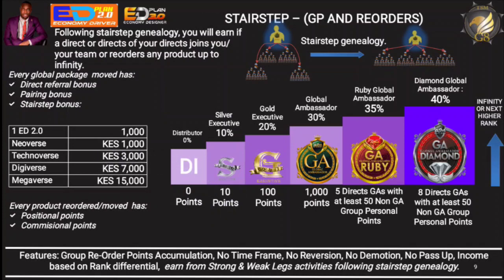That is how you unlock more income. So that is why I keep on saying that connecting more directs increases your income in the system, because it opens more avenues for you to earn things like this, okay? So that is how it is.